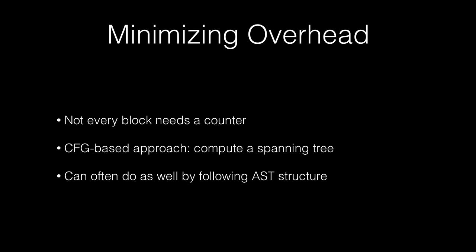We'd like to minimize the overhead, though, and not every block needs a counter. If you have a traditional instrumentation, as GCC does for GCOV profiling, they compute a spanning tree of the control flow graph to compute a minimal set of edges where they need counters. Because we're doing this based on ASTs instead of control flow graph, we can't use that same approach. But because there's structured control flow, we can often get the same benefits just by taking advantage of the structure.